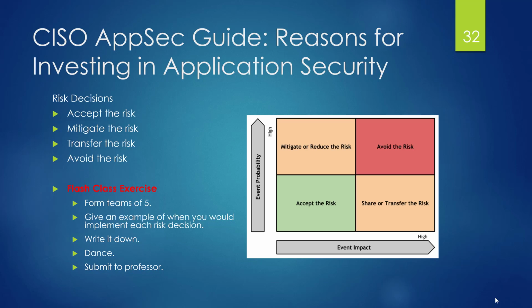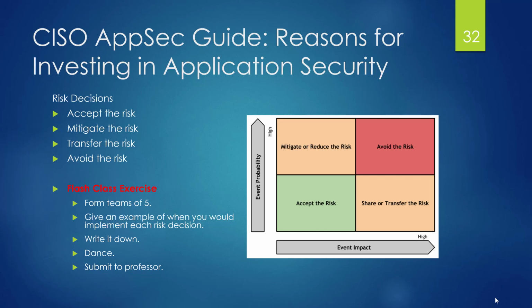It may be that you're going to share or transfer that risk to someone else. You may form a consortium. You may have not life insurance, but cyber insurance associated with those events that have a high impact but low probability, so that you lower the cost of addressing that. For those that have a very high probability, you may mitigate the risk or avoid the risk.